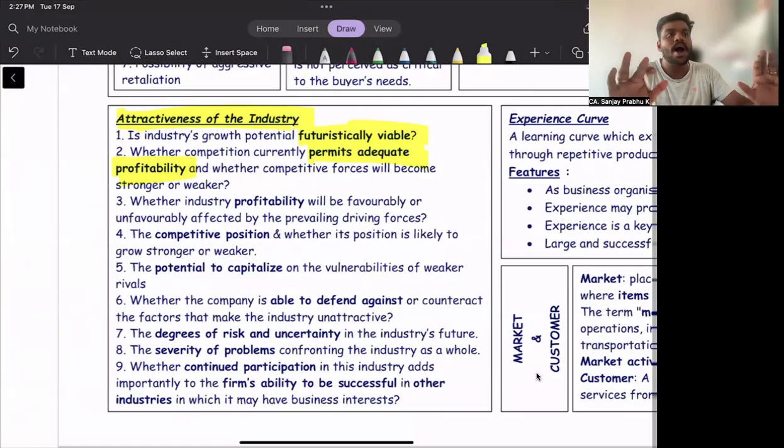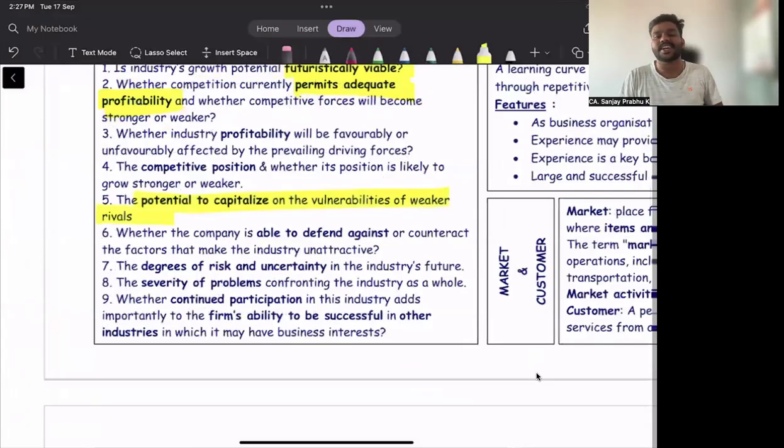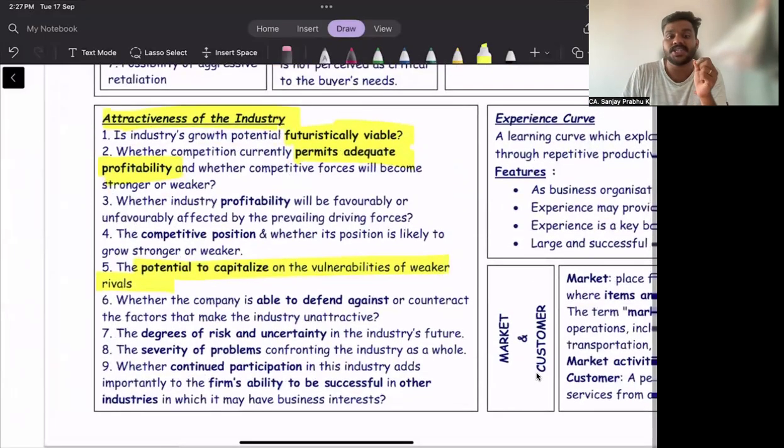ഇപ്പോ ആ industry ലെ competition എങ്ങനെയാണുള്ളത്? ഇപ്പോഴുള്ള അവസ്ഥയിൽ അവിടെയുള്ള പ്ലേയേഴ്സിന്, ഓൾറെഡി ഉള്ള പ്ലേയേഴ്സിന് പ്രോഫിറ്റ് ഉണ്ടാക്കാൻ പറ്റുന്നുണ്ടോ? Then the potential to capitalize on the vulnerabilities of weaker rivals, whether there is a possibility, whether there is an opportunity to capitalize on the vulnerabilities of the weaker rivals. Weaker rivals ന്റെ പോരായ്മകൾ capitalize ചെയ്യാനുള്ള ഒരു opportunity അവിടെ ഉണ്ടോ?